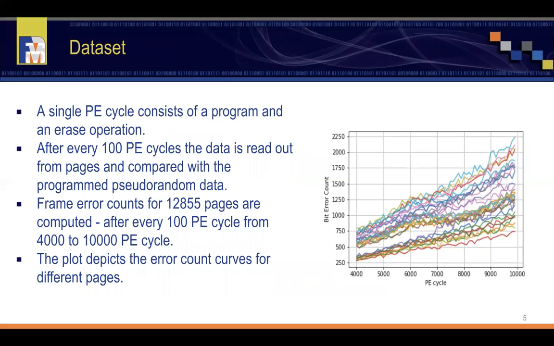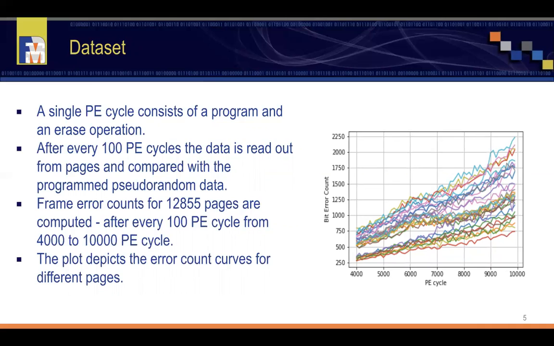The data set that we've collected is to understand the error behaviors resulting from continuous program and erase operations on the memory. The term single P cycle is defined as a single erase operation followed by a program operation on a page. So in the experimental setup, after every 100 P cycles, we read the data out from the memory, and the data was then compared with the pseudo-random data which was used to program. And we then compute the frame bit error count and the page bit error count.